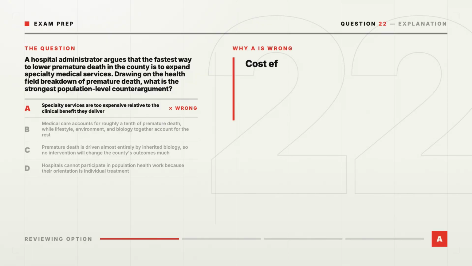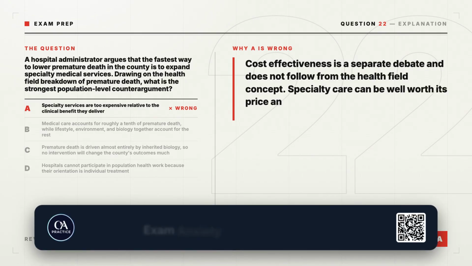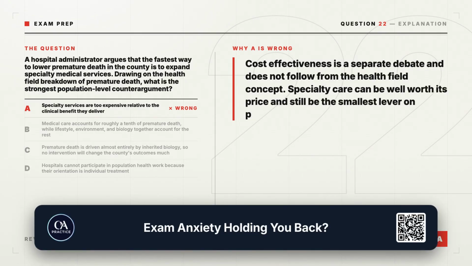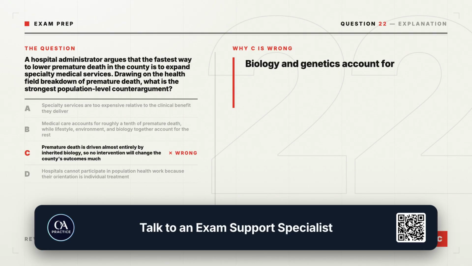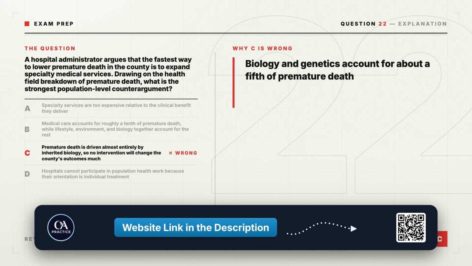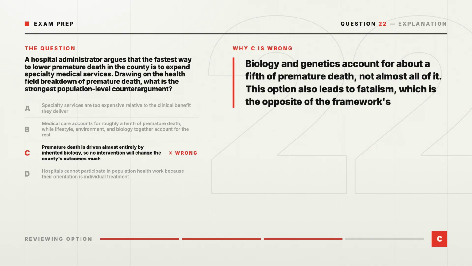A is wrong because cost effectiveness is a separate debate and does not follow from the health field concept. Specialty care can be well worth its price and still be the smallest lever on premature death. C is wrong because biology and genetics account for about a fifth of premature death, not almost all of it. This option also leads to fatalism, which is the opposite of the framework's message.